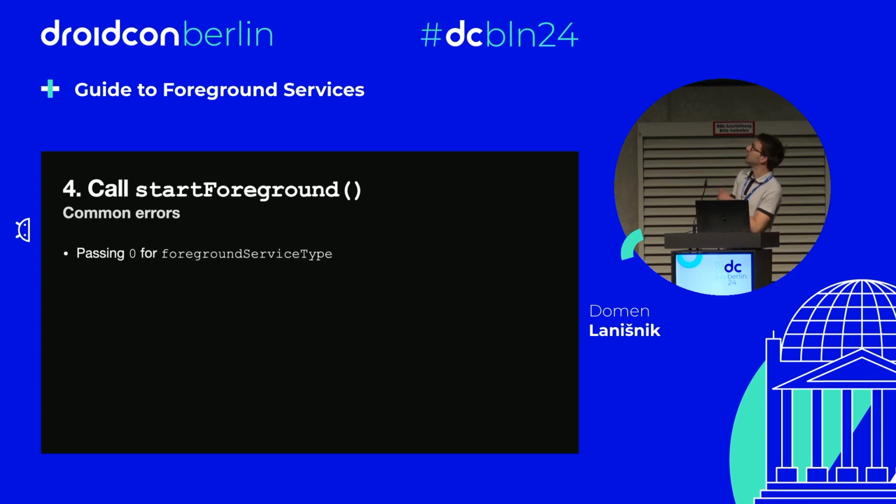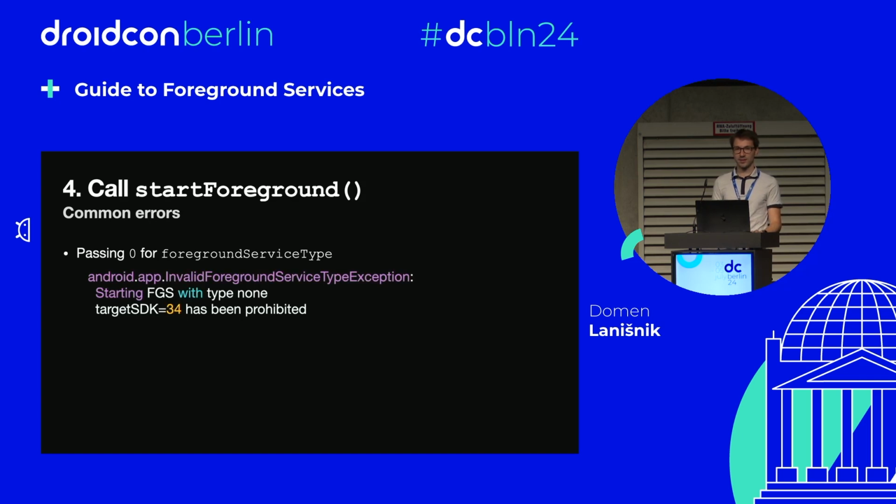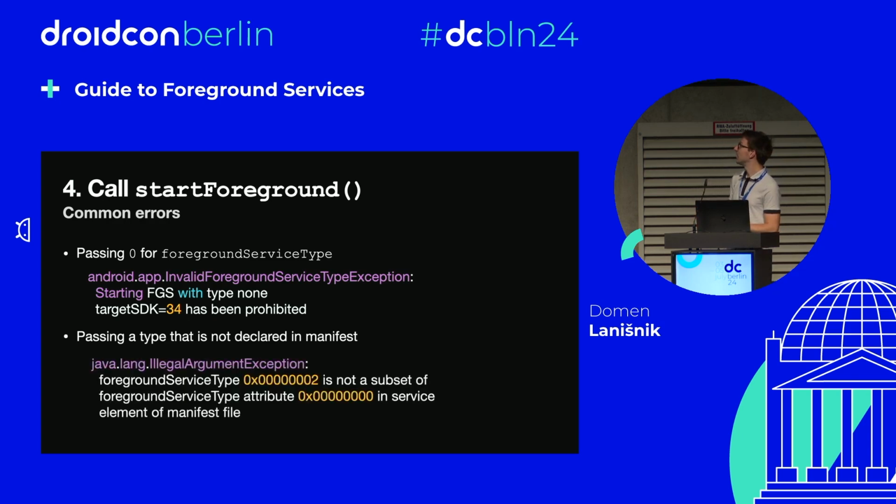Cool. Okay, so what to watch out for? If you still pass in 0 for the foreground service type flag, you will get an invalid foreground service type exception saying that starting a foreground service with type none has been prohibited on Android 14. If you pass in a type that's not declared in the manifest, so for example, if we only declare the location type and then pass in the media playback one, we would get an illegal argument exception saying that this type is not actually a subset of the ones that we declared in the manifest. So many errors.